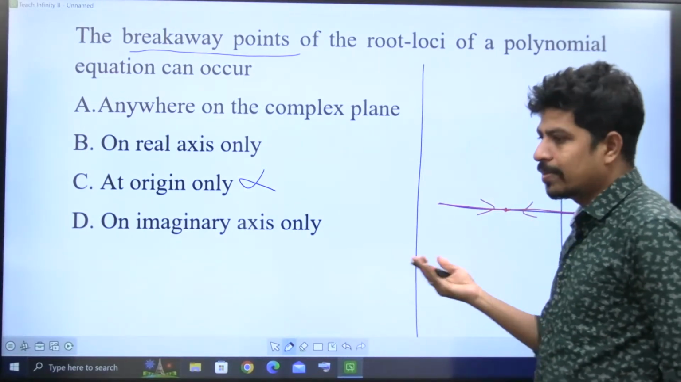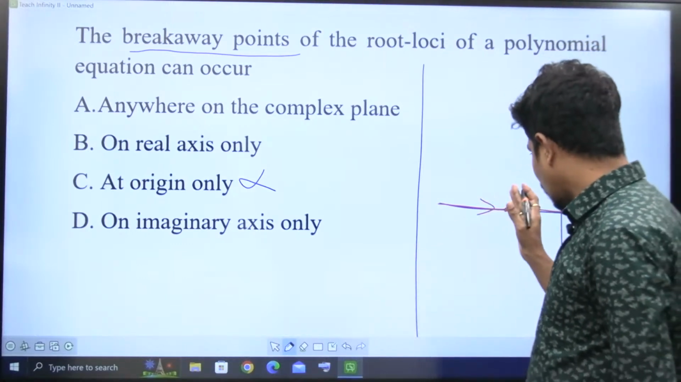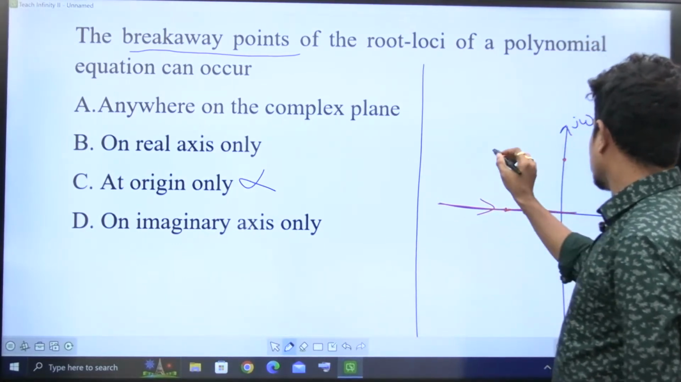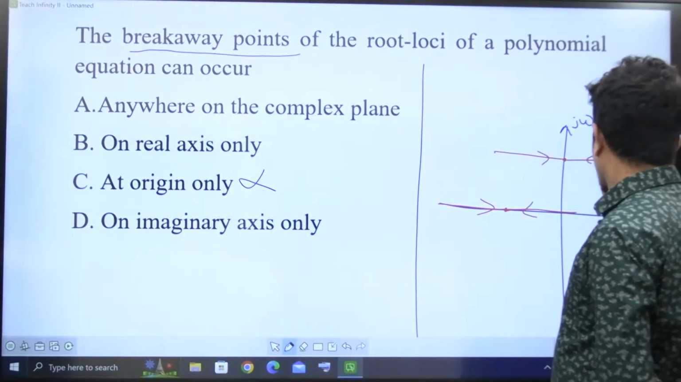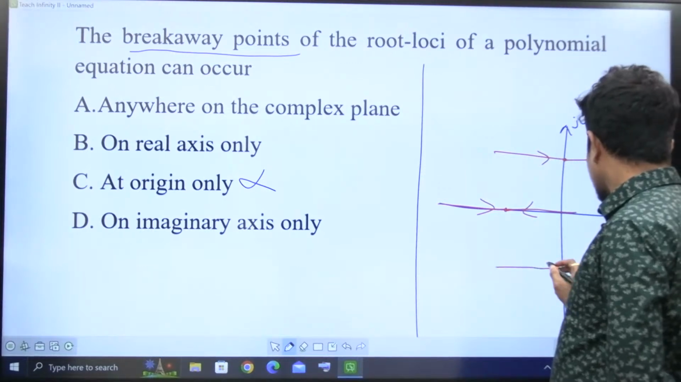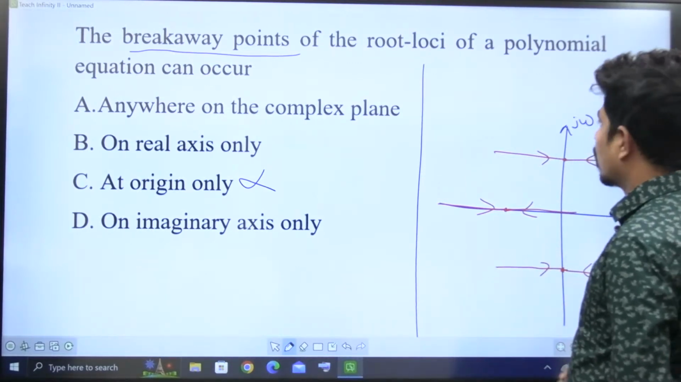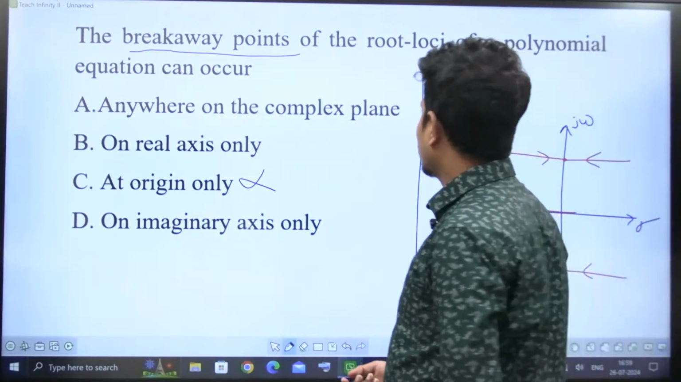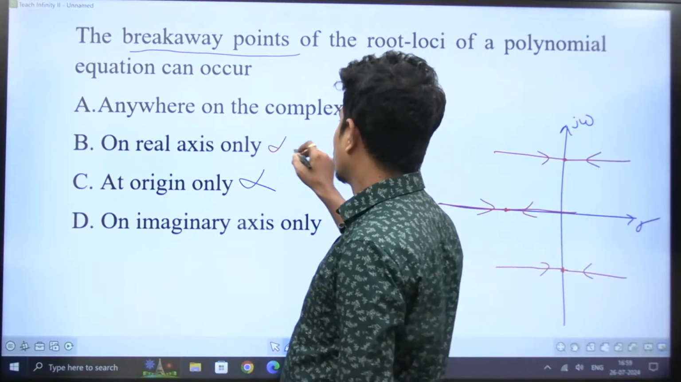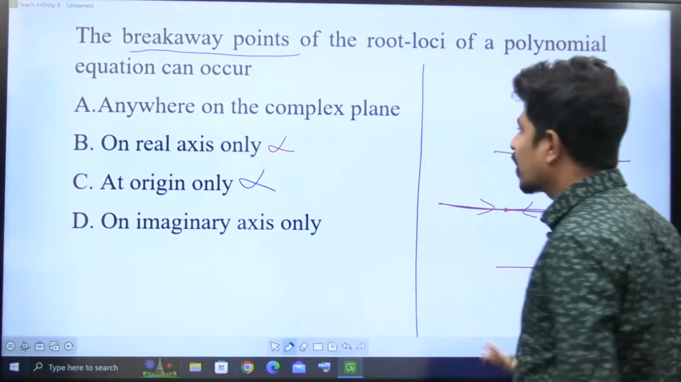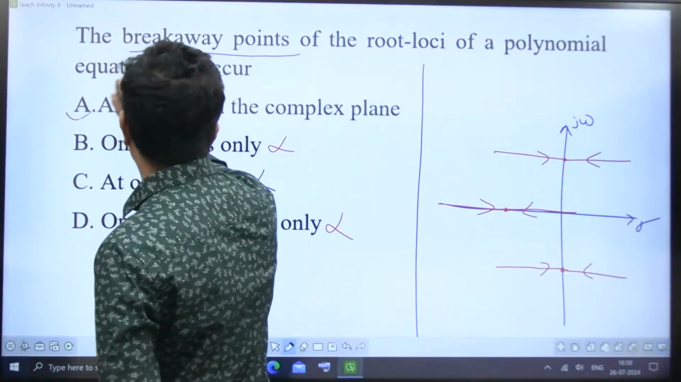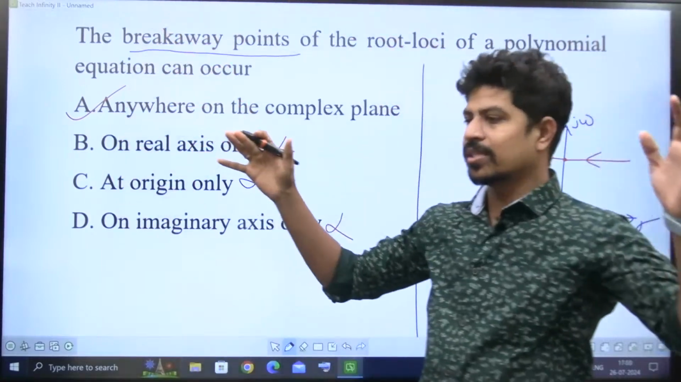That depends, right? It may exist on right side or left side. Suppose for the breakpoint to exist here, if there are 2 branches meeting this way, we need its mirror image also, because root locus is always symmetrical with respect to the x-axis, the real axis, right? So anywhere on the complex plane, yes, it may be. On only real axis, no. There is no guarantee. That depends on the given question. On imaginary axis only, this is also not correct. Anywhere on the complex plane, it may exist.